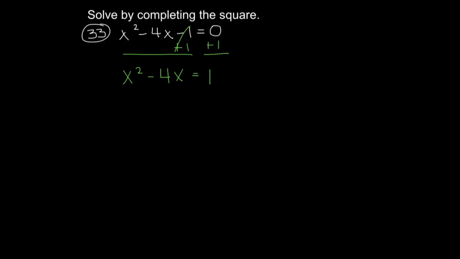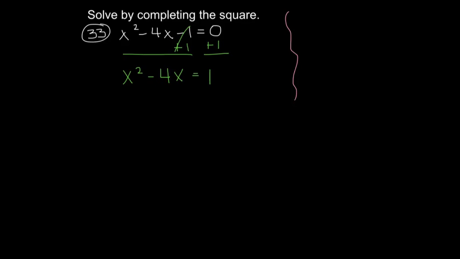Now I have to decide what I have to add to this left side to make it a perfect squared trinomial, to make it something that I can rewrite as a quantity squared. And the pattern is always going to be the same. You look at the linear term, the term that just has the x, and specifically you look at the coefficient, which in this case is negative 4.